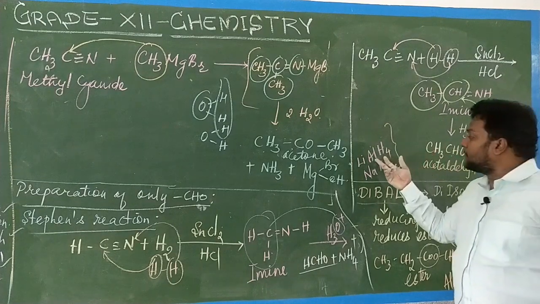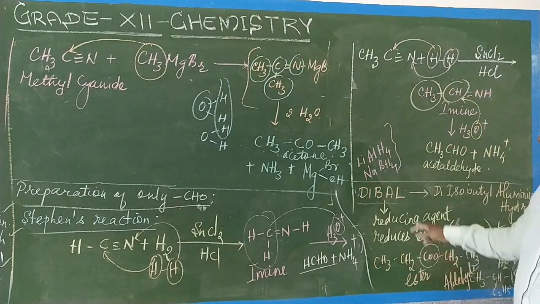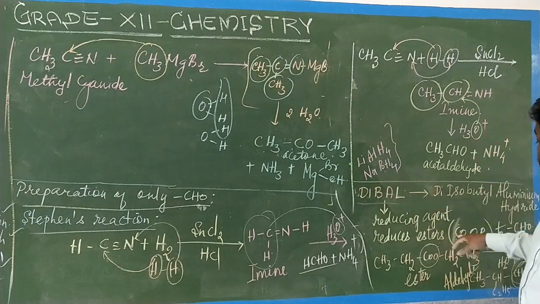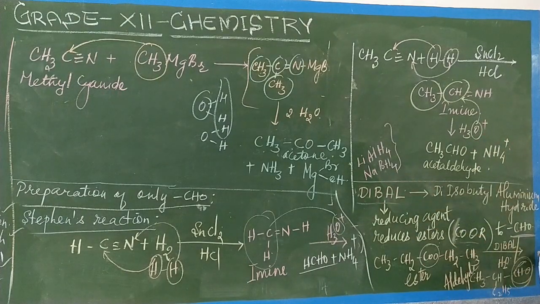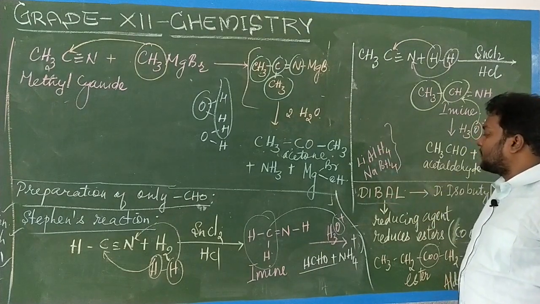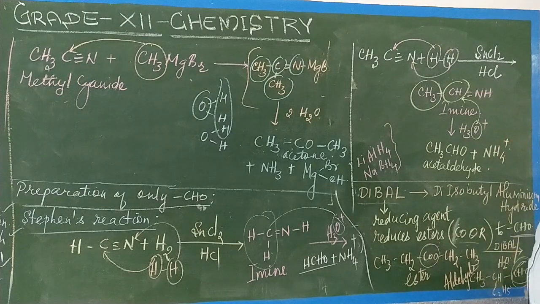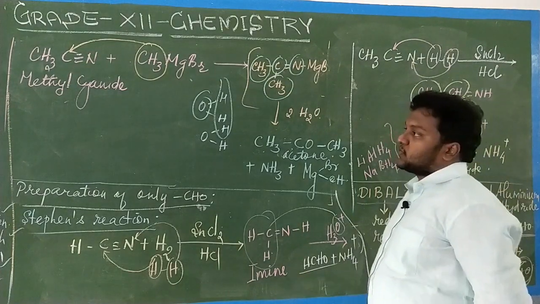Lithium aluminum hydride and sodium borohydride can also be used as reducing agents, but they have a tendency of reducing the esters into alcohols. Lithium aluminum hydride and sodium borohydride work by converting esters to alcohol. That is, Diebol alone will directly convert the esters into aldehydes. So this also I have done.